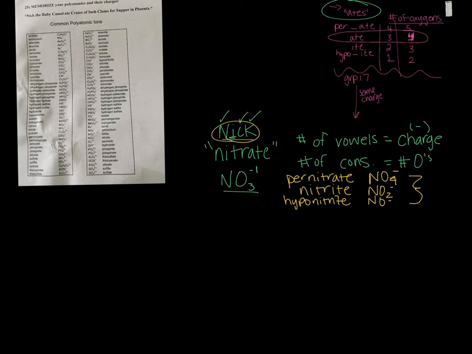And it's okay if you don't memorize the sentence in order, as long as you memorize what the words are. You can usually figure it out. And know that your number of vowels is the charge, and your number of consonants is always your oxygens. So Nick is going to be nitrate. Baby is going to be borate. Camel is going to be carbonate.